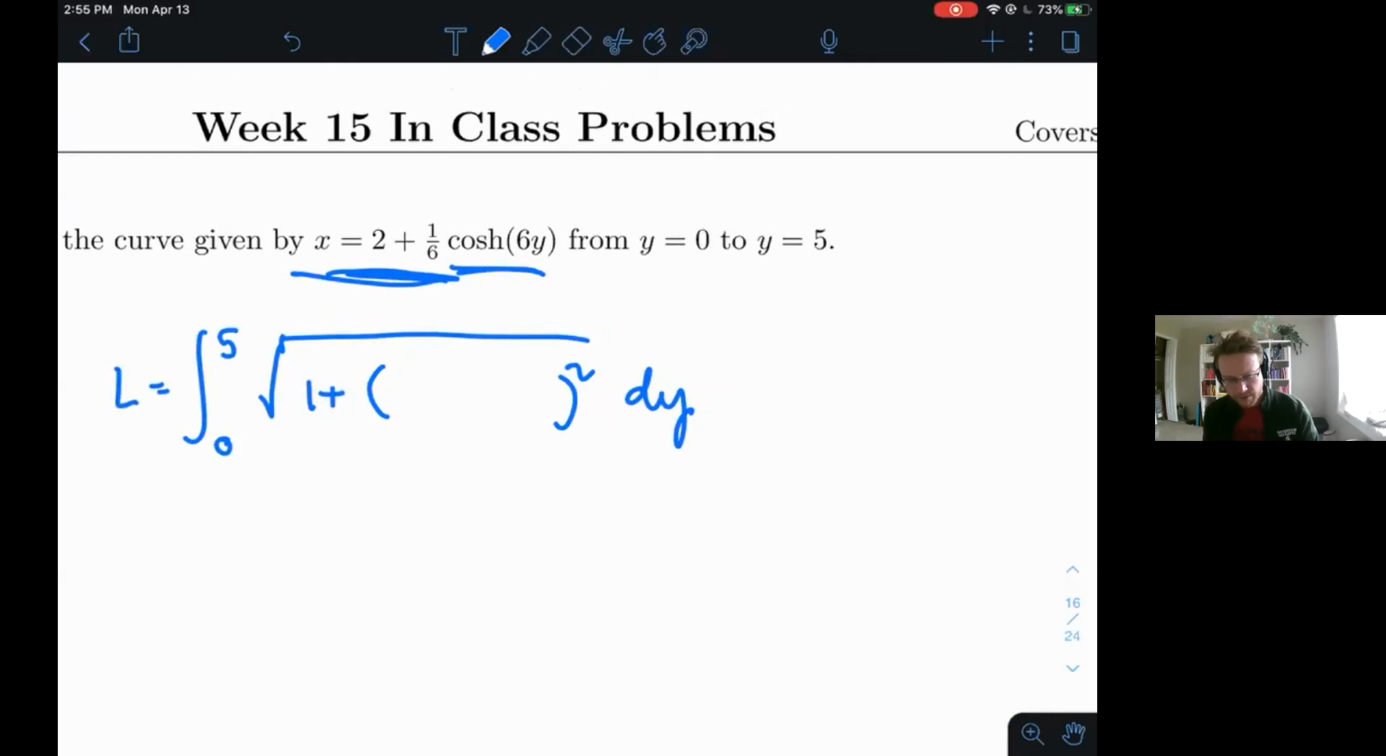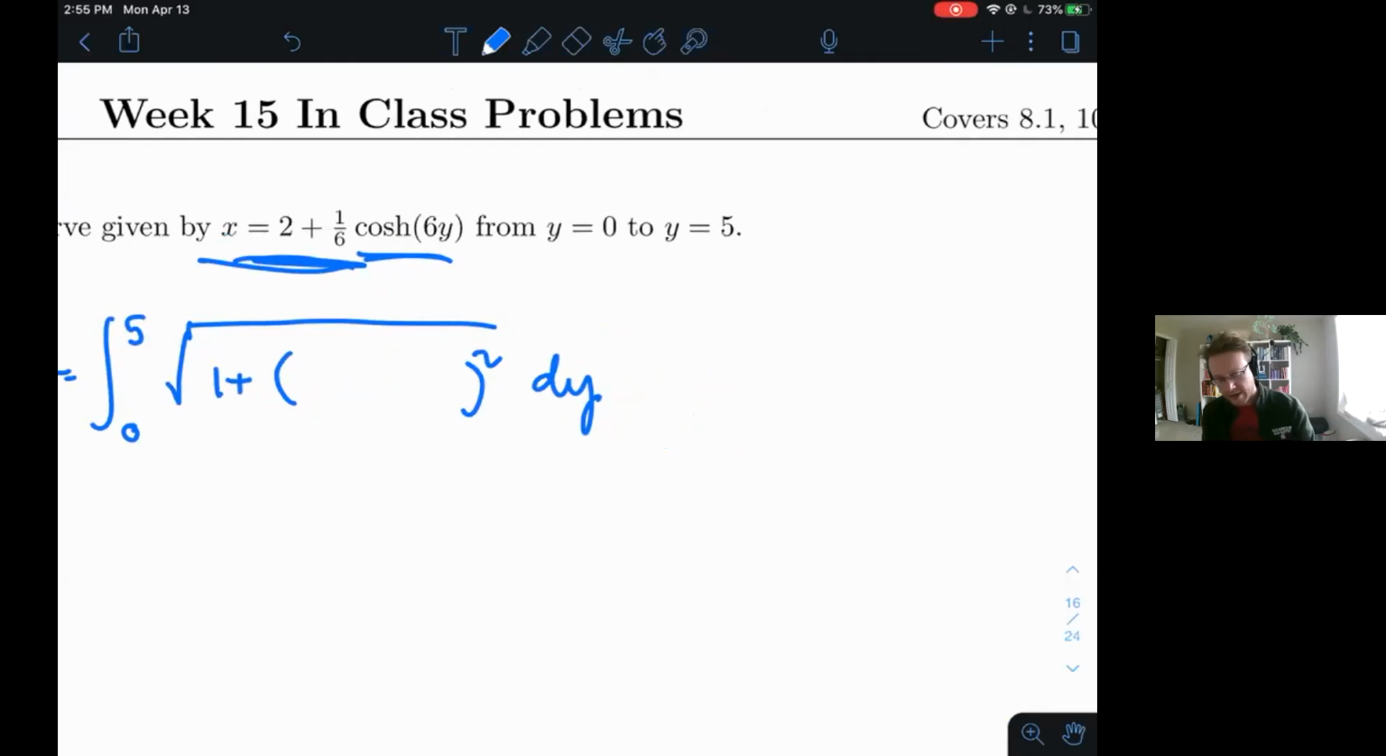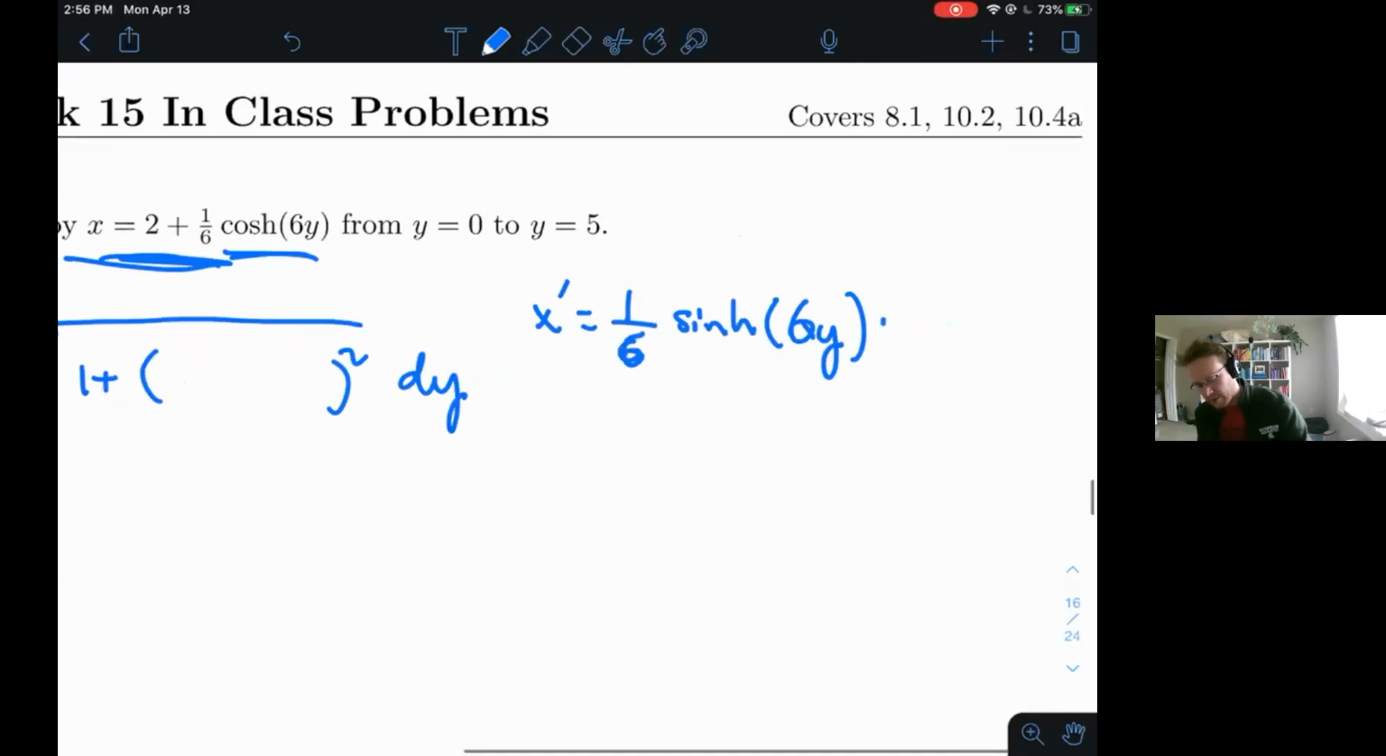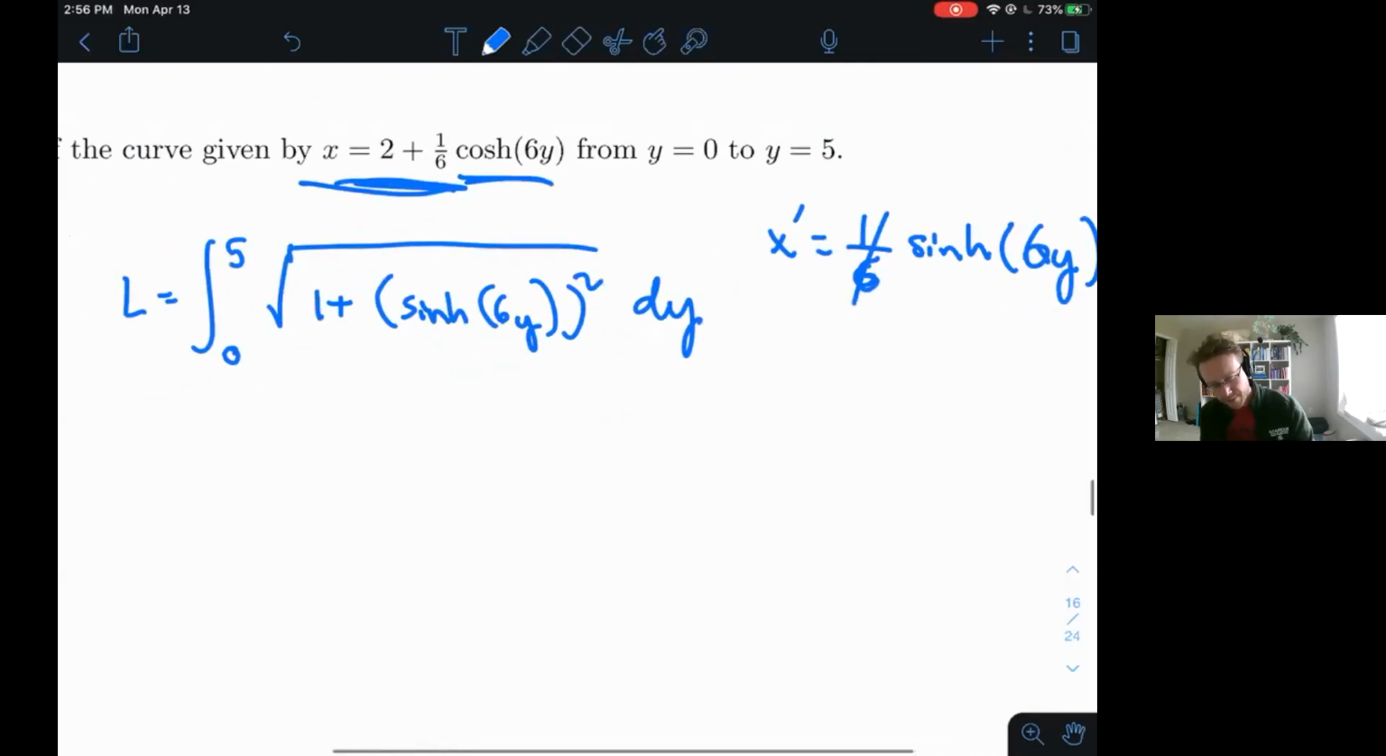And so when we take the derivative of this, let's see, well, the derivative of 2 is just 0. The derivative of hyperbolic cosine is hyperbolic sine. So let me go ahead. This is going to be x prime, I suppose, over here. So I have a 1/6. Derivative of hyperbolic cosine is hyperbolic sine. Leave the inside alone. Then we take the derivative of the inside. And the derivative of 6y, again with respect to y, is just going to be 6. So you can see these kind of cancel out. Hyperbolic sine of 6y, quantity squared here.